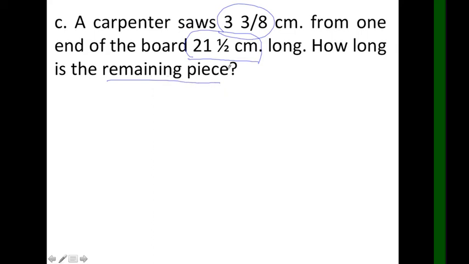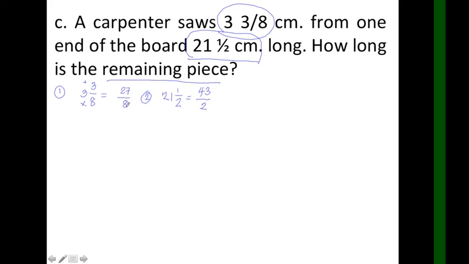So, since we're looking for the remaining, the operation that we are going to use is subtraction. First, let us make all the mixed numbers into improper fractions. So, let's start with 3 and 3/8. That's multiplication and addition. So, we have 24 plus 3. That's 27/8. And for the second one, we have 21 and 1/2. So, that is 42 plus 1. That's 43/2. So, ito yung laki ng kanyang board.